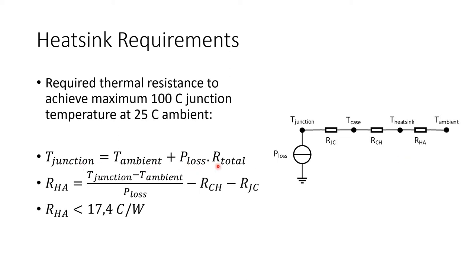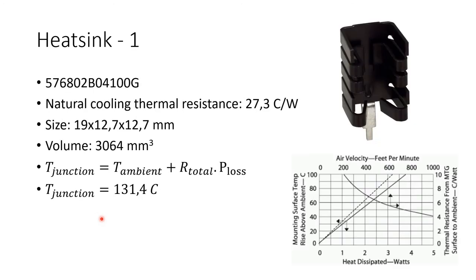We have used this formula, and using this formula we can find out the heatsink to ambient thermal resistance as 17 Celsius per watt. So in order to achieve a 100 Celsius junction temperature, the heatsink to ambient thermal resistance should be lower than 17 Celsius per watt. Now this gives us a rough estimation about how our heatsink should be.